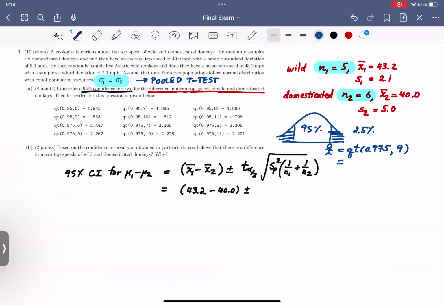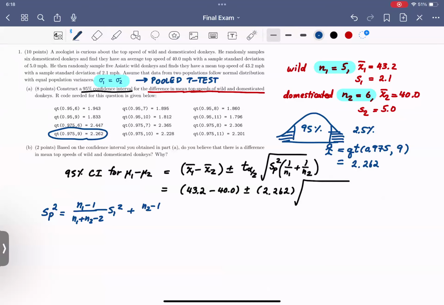So the number that you need here is going to be, which one? 9 here. There you go. So qt 0.975 with 9 degrees of freedom is 2.262. And then the square root, oh, you need SP. So you're going to compute SP. SP square is going to be n1 minus 1 over n1 plus n2 minus 2 times s1 square, plus n2 minus 1 over n1 plus n2 minus 2 times s2 square.